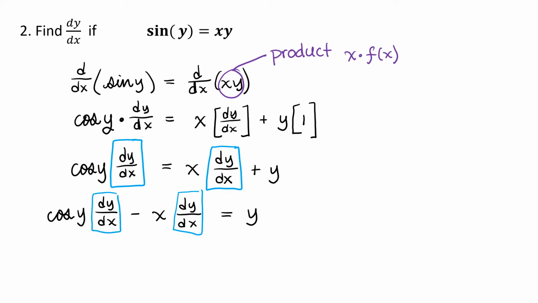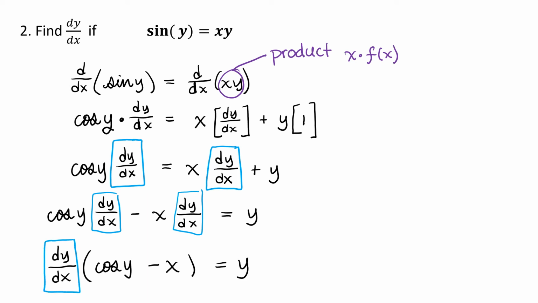Now, both terms on my left side have this dy dx, so I can actually factor it out. So I have dy dx times cosine of y minus x is equal to y. And I'm almost done. This dy dx is being multiplied by this entire cosine of y minus x, so I can divide both sides by cosine of y minus x, which gives me that dy dx is equal to y over cosine of y minus x.